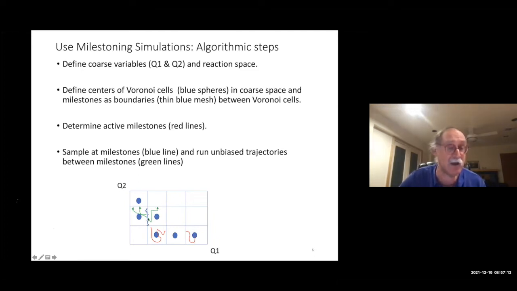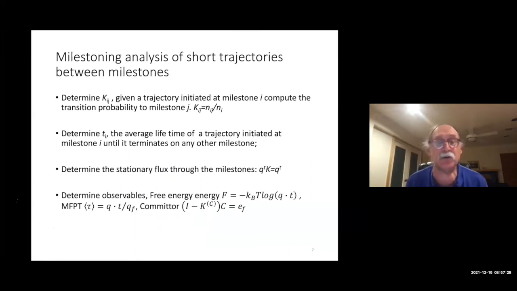We collect the probability that you start at a particular milestone and you end at another interface. Given that you start from here, what is the probability that you end up here? And we also collect the time it takes the trajectory to reach another milestone. These two quantities are all we need in order to calculate some interesting thermodynamic variables. We calculate the so-called Kij.